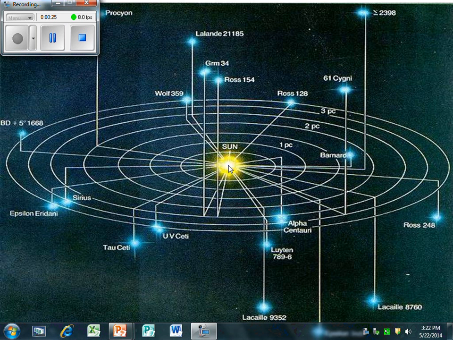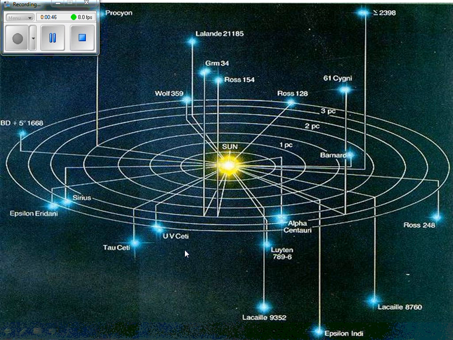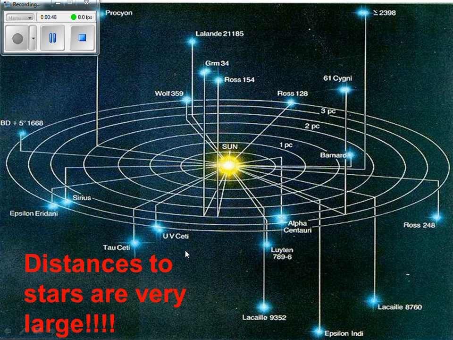And as you can see here, they're at varying distances from our sun. And of course, you're wondering where Earth is and the planets. Well, we're all around our sun right here. You can't really see us, but the sun is the main part of our solar system. So basically, stars are very, very far away from us. And because they're so far, we have different ways to talk about their distances.